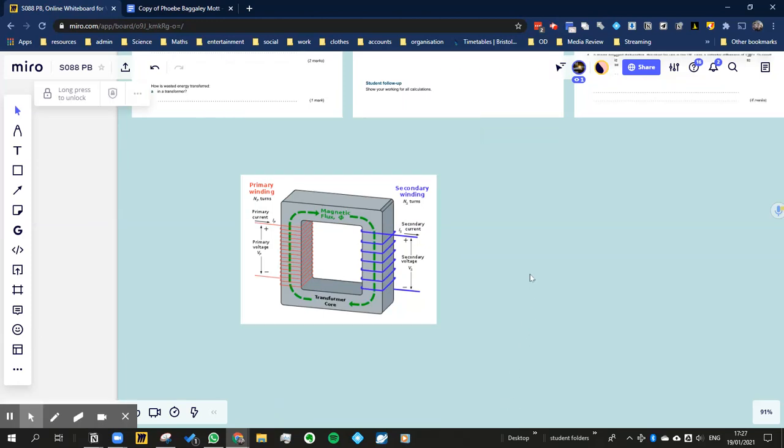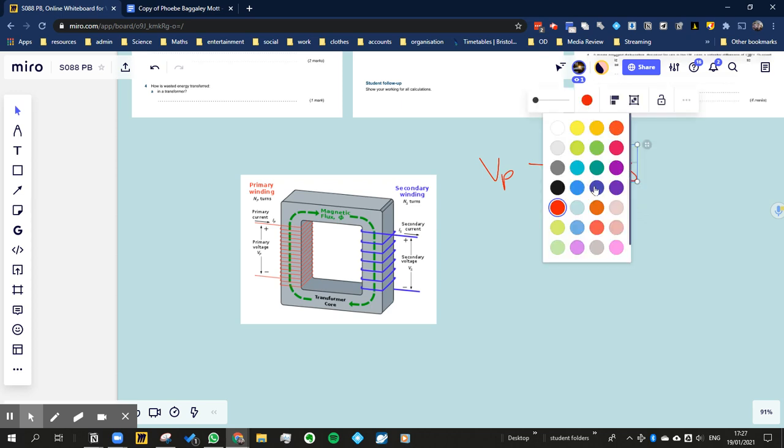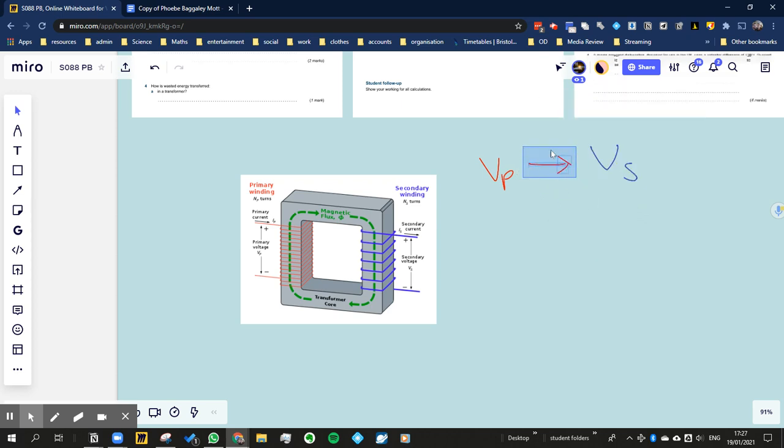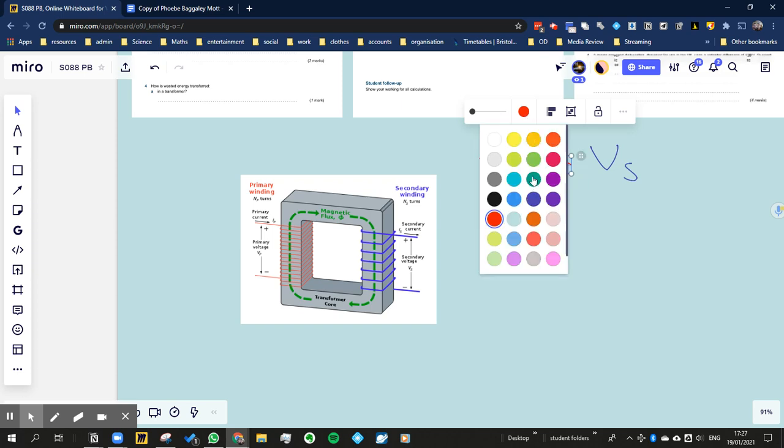So, what exactly is a transformer? Well, it's trying to convert one voltage into another. So you might have a primary voltage, which is on the left hand side, and that's going to be turning into a secondary voltage, which is on the right hand side. So let's use their color codes. We'll make that one blue, or let's make the arrow, I don't know, green.